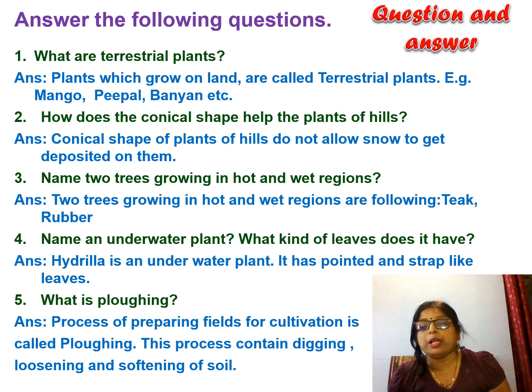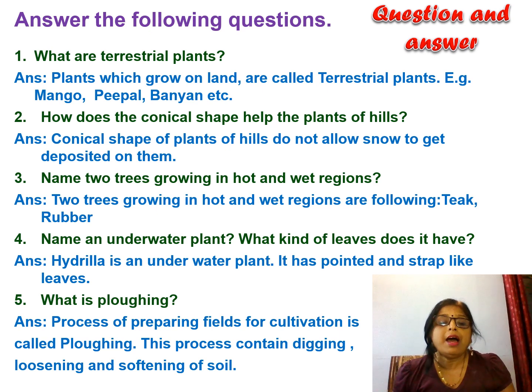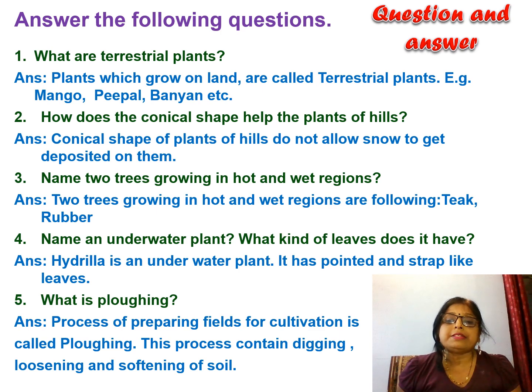Next question, name an underwater plant. What kind of leaves does it have? Hydrilla is an underwater plant. It has pointed and strap-like leaves. Last question is, what is plowing? The process of preparing fields for cultivation is called plowing. This process contains digging, loosening, and softening of the soil. So all of you will try to write in your copy.